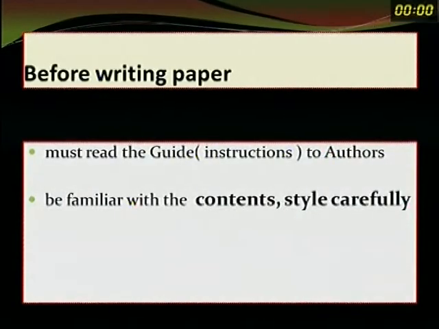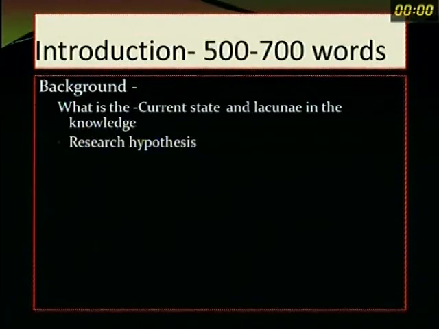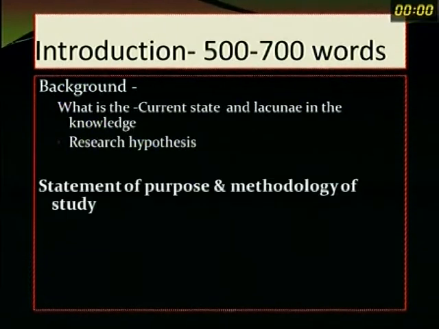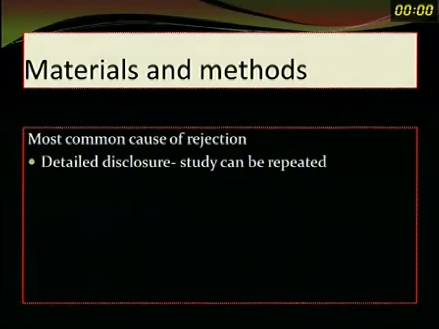Now what can be done to improve your acceptance? Minimum must for a write-up, you must read the instructions to authors, to be familiar with the content and style carefully. Write the introduction in not more than 500 to 700 words, just write 3 things. What is the current state of knowledge on the subject? You don't have to start from Hippocrates. What is the lacuna in the literature on the research question which you are posing, and what is your research hypothesis? What is your statement of purpose and method of the study? And this length should not be more than 500 to 700 words.